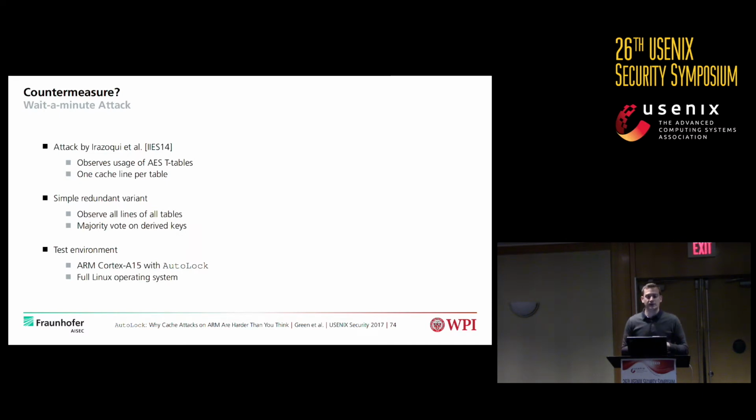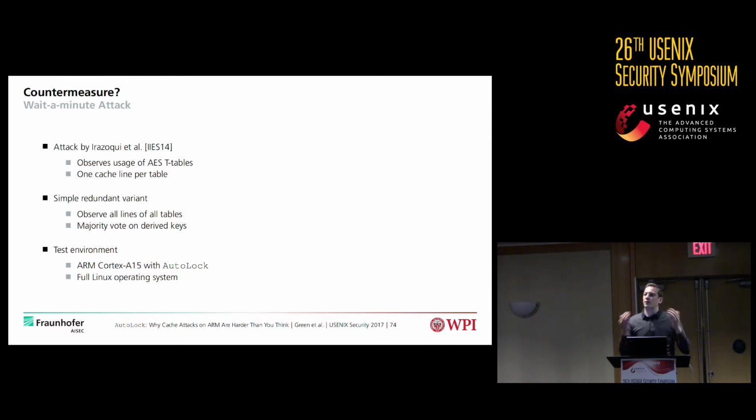It's the wait-a-minute attack by Irazoqui et al. It is originally a flush and reload attack, but we implemented it as an evict and reload attack, so we're doing cross-core eviction. What the attack does is basically observe the usage of the cache lines where the T-tables of AES, the lookup tables, are stored. They evict a line, do an encryption, and then check whether the line has been used. From that, you can infer the key that has been used.